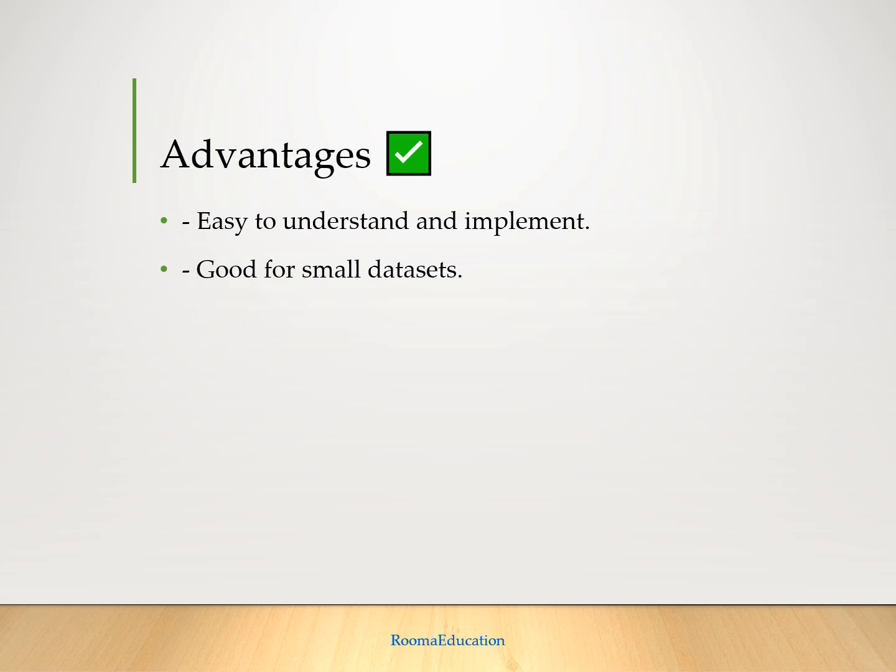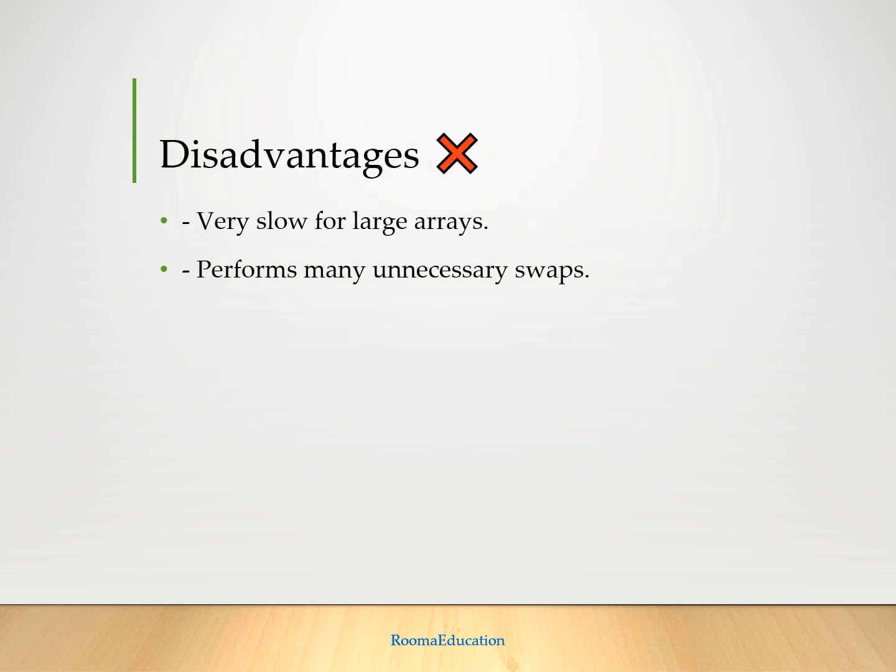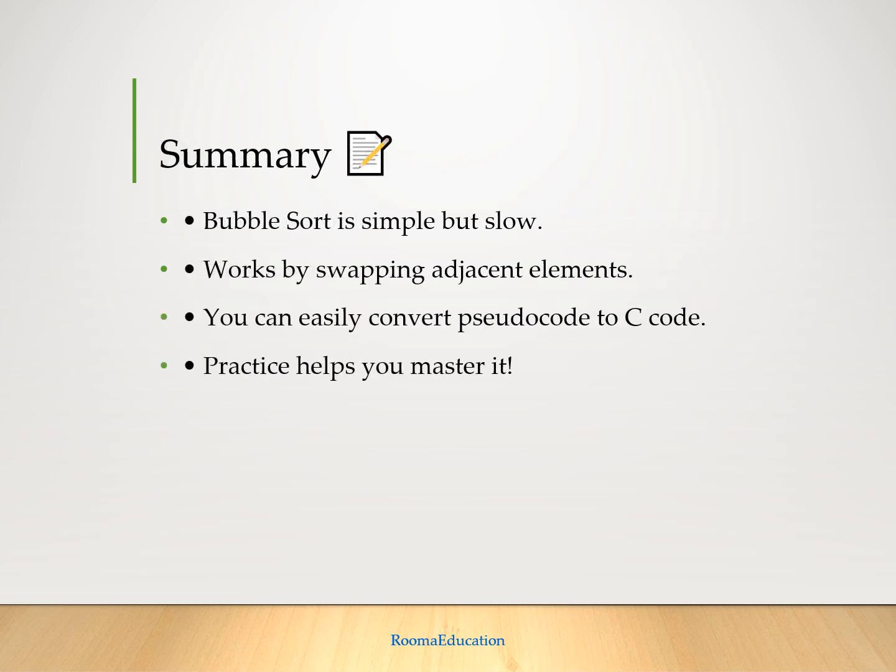Advantages: easy to understand and implement, good for small data sets. Disadvantages: very slow for large arrays, performs many unnecessary swaps. Summary: bubble sort is simple but slow, and works by swapping adjacent elements. You can easily convert pseudocode to C code. Practice helps you master it.